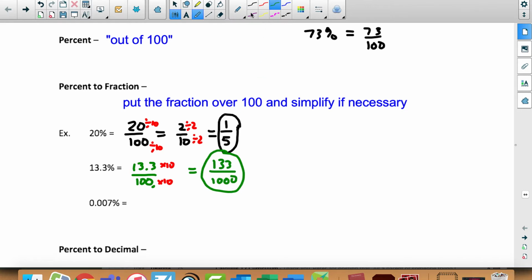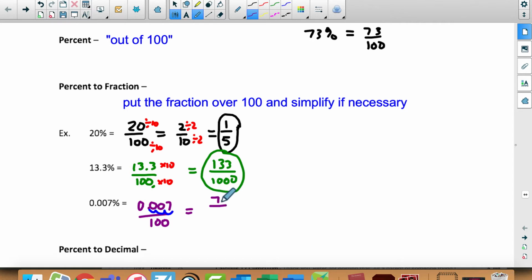Okay, last one. We have 0.007%. Wow, that's a tiny amount. What do you do when you have percents? You put it over 100. 0.007 over 100. Again, we do not want to have decimals in our fraction. So what you're going to do is move that decimal 1, 2, 3 spots. Or if you want, you're going to multiply by 1,000 this time. Anyway, when you move it over 3 spots, you now end up with 7 on the top.